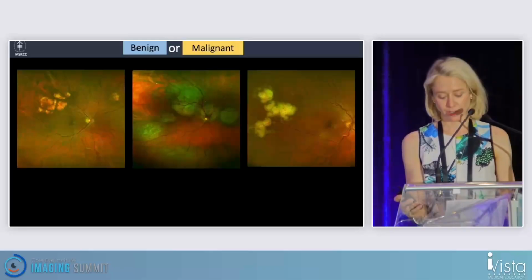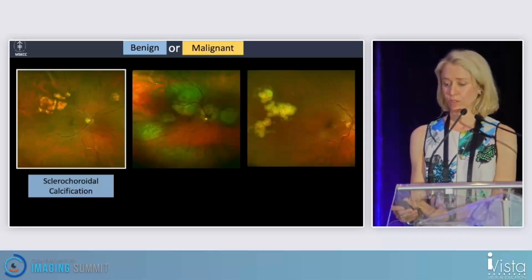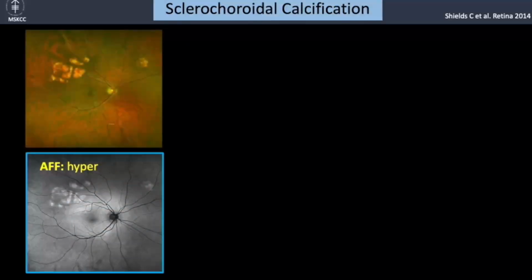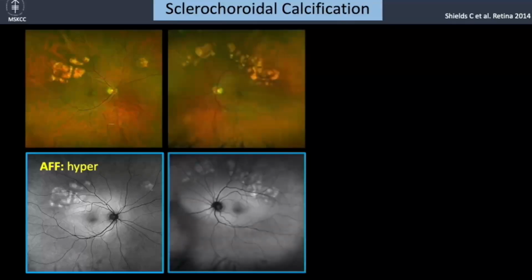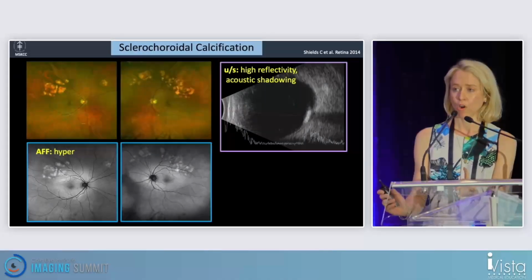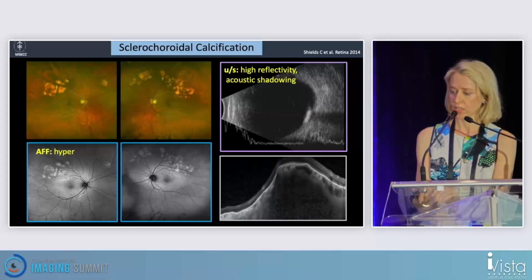This first one was sent in for concerns that it was metastasis. It was bilateral, but these are scleral choroidal calcifications. It's pretty classic for that. They're hyper-autofluorescent. They are typically bilateral. They're along the arcades, typically the superior arcades, or around the insertion of the muscle. They are very highly reflective on ultrasound with an acoustic shadow that you can see there.